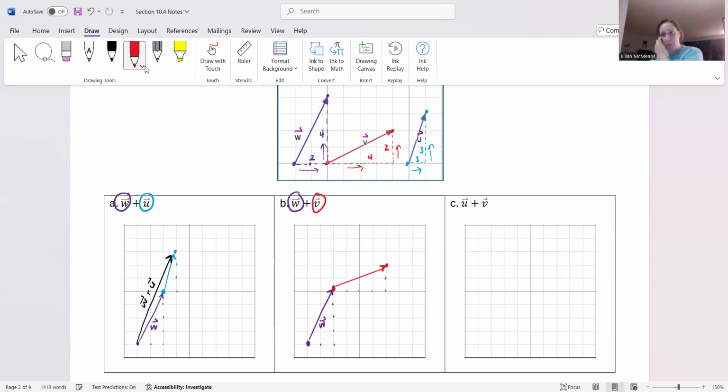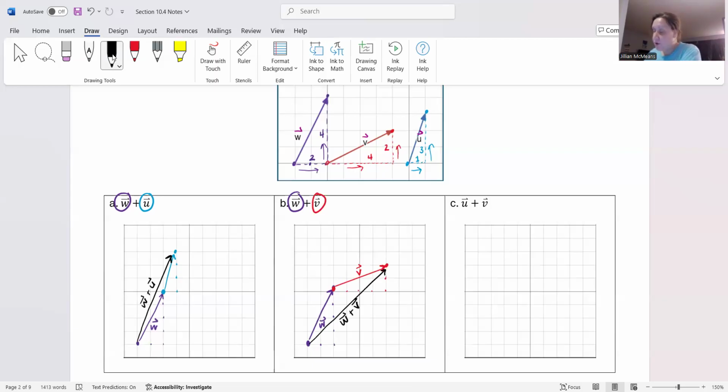So there's my terminal point. And remember, the resultant goes from the initial point of your first vector to the terminal point of your second vector. Let me label that really quick. That right there is W plus V. Pretty easy to do. It's not hard. I would encourage you to get different colors. I do have some colored pencils in my office. If you need some way to differentiate and have different colors, come by my office and I'll give you a couple colored pencils to use.